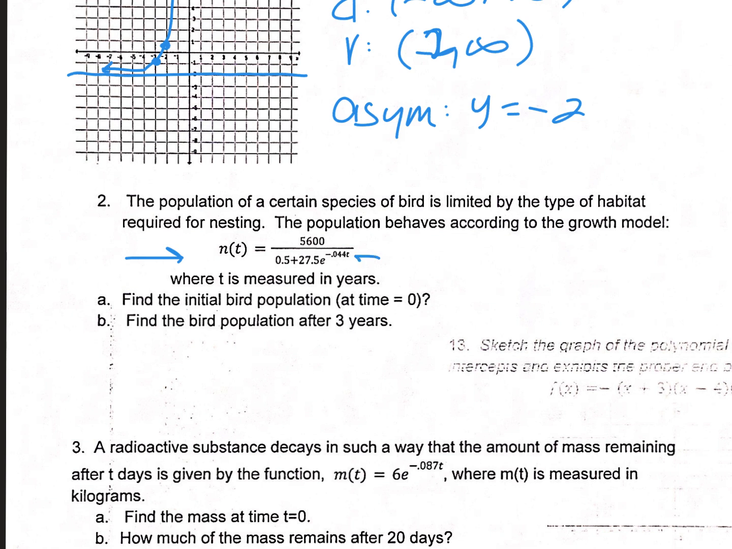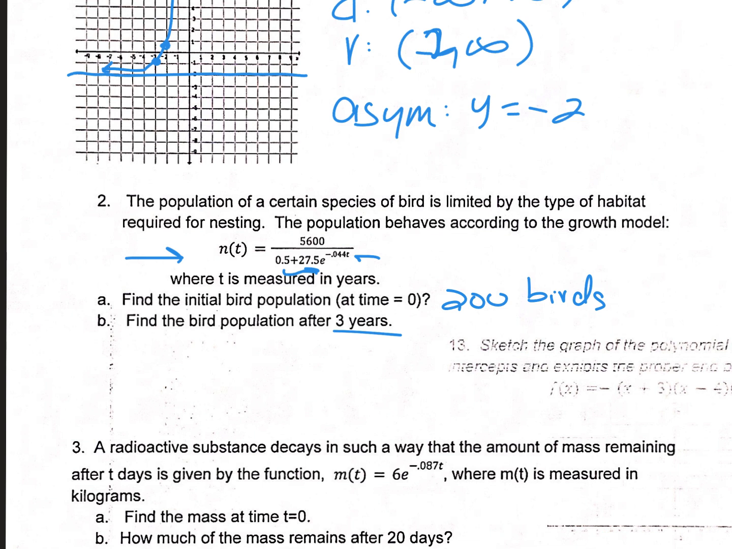At time 0, you're putting 0 in for the t, which makes that whole exponent become 0. e to the 0 power is 1. So I'm going to add, well, 27.5 times 1 is 27.5. If I add 0.5, that's 28. 5,600 divided by 28 would be 200. So there were 200 birds at the beginning. I actually did that without the calculator.